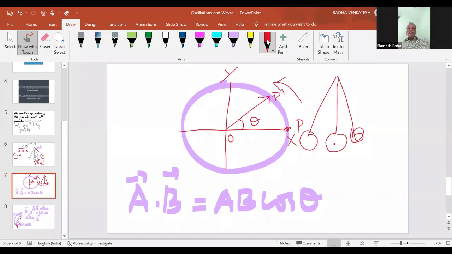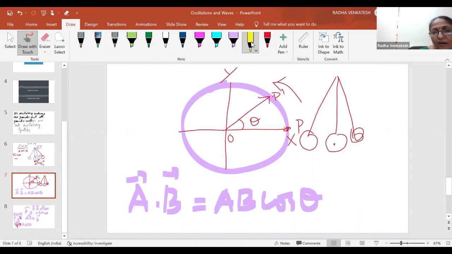Yes, ma'am. Now what I want you to do is bring the P dash back to P. Okay. Now if I resolve this OP dash, let me use some other color here. That's the thing with online teaching; in class I use different color chalk pieces to show them.